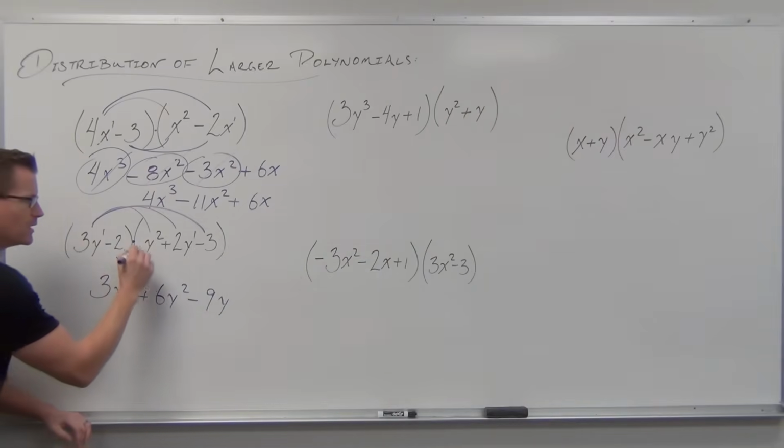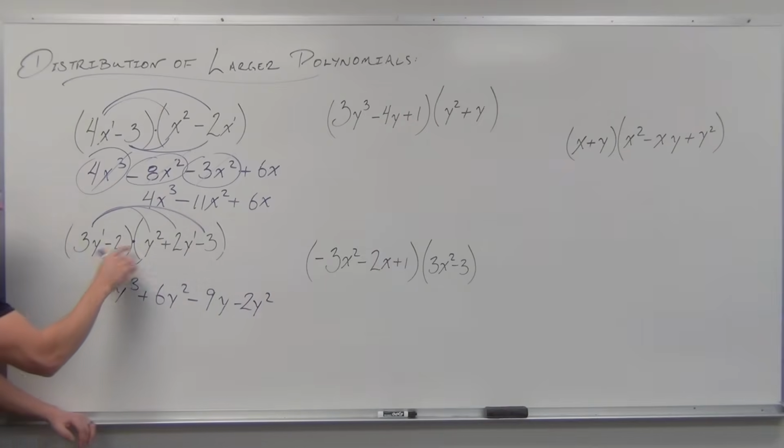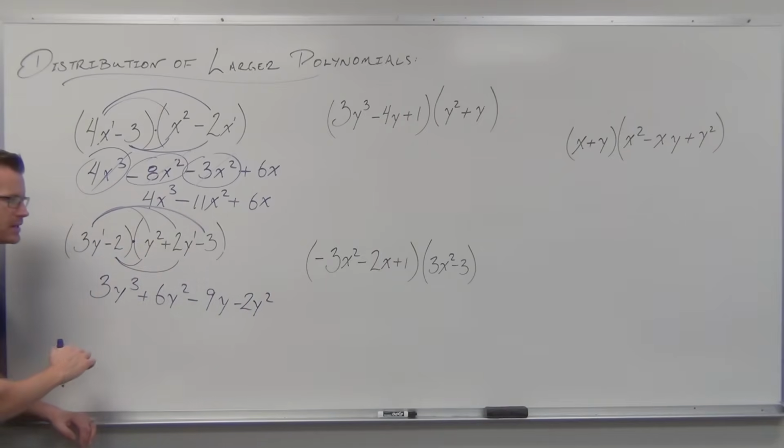Next term is negative 2. Negative 2 times y to the second, negative 2y to the second. Negative 2 times y, 2y.